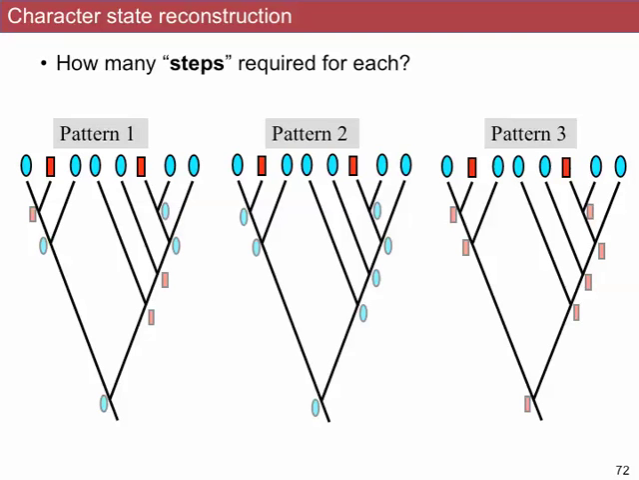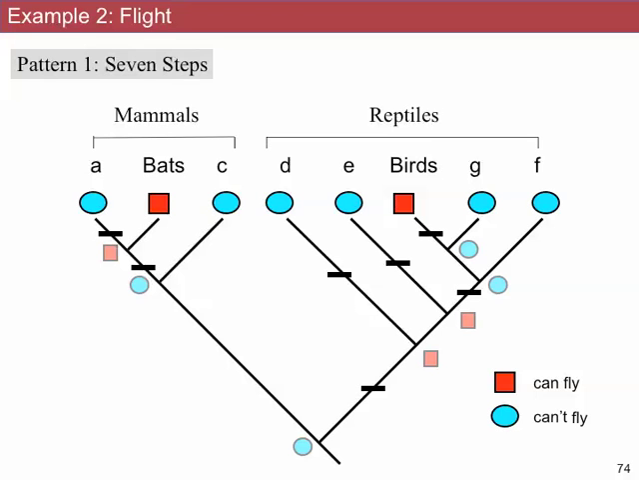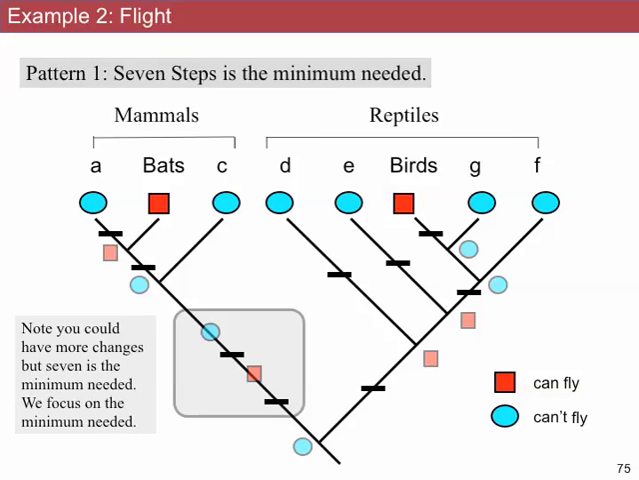So we count character state changes for all of those possible patterns of ancestral character states along the tree. And we count them up to say how many character state changes there were for each of them. And we pick the one or the ones that require the fewest number of changes. So if we go back to these three patterns, again, this isn't all the possible patterns, let's just look at pattern 1. Here was the pattern again. How many state changes do we need to generate this tree? Well, we need a change here from can't fly to fly. We need another change here, here, here, here, and here, and here. So that's 7 character state changes to match what we labeled as the nodes to the tree.